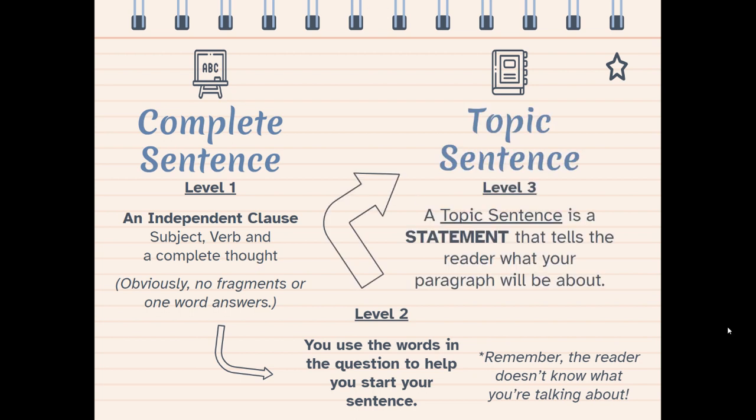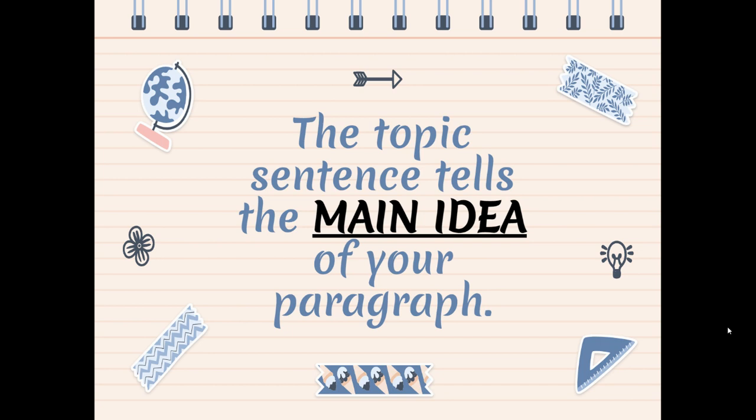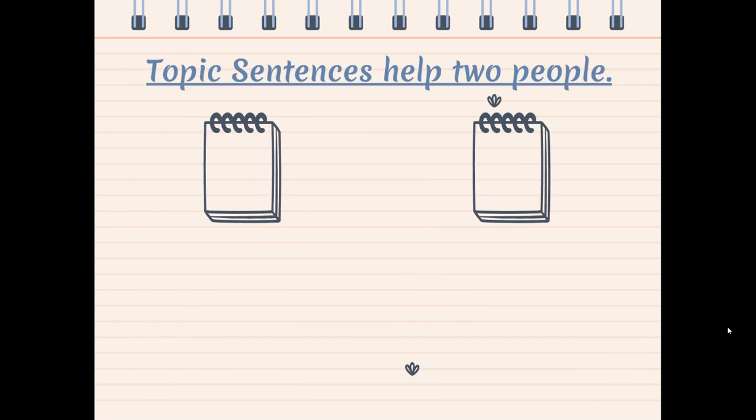Now, a topic sentence is a statement that tells the reader what your paragraph is going to be about. It's not a question. You are telling me what is going to happen. A topic sentence tells the main idea of your paragraph. There's no guesswork. You're not leaving the reader in suspense to say, I wonder what's going to happen. In the formal writing we are talking about, tell me what the main idea is. Tell me exactly what's going to happen.